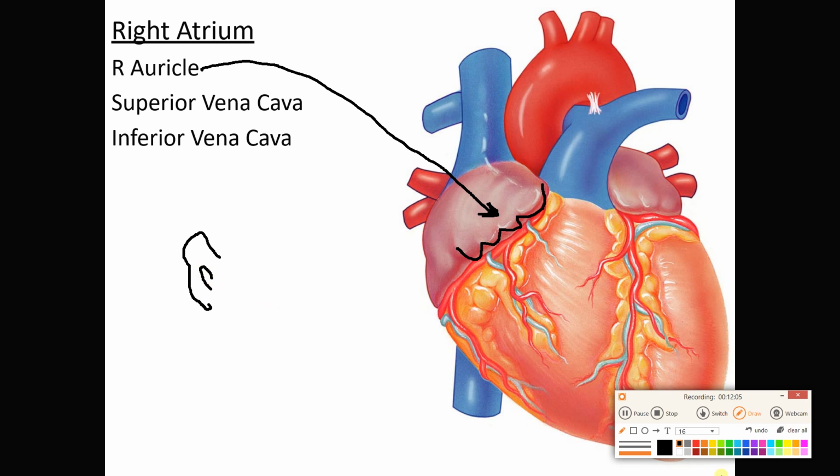That's a terrible ear drawing right there. Let's get rid of that. So someone thought it looked like a little ear. That's what the word auricle means. The auricle is this structure that can expand.